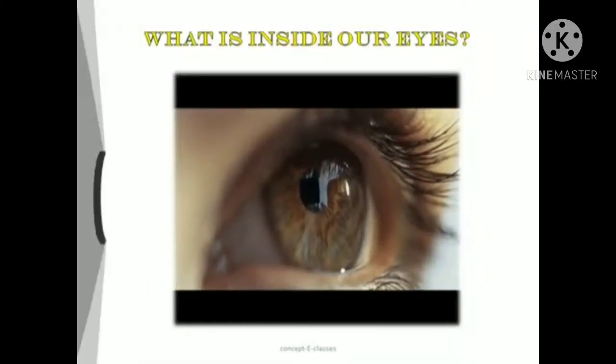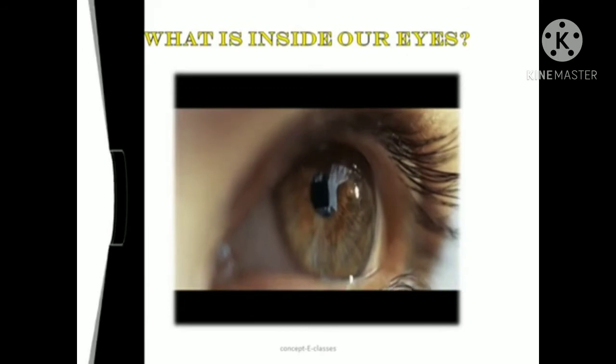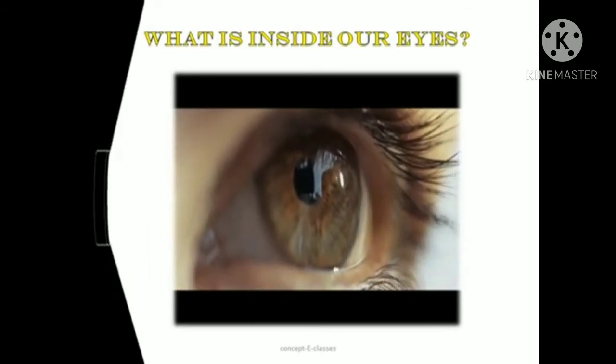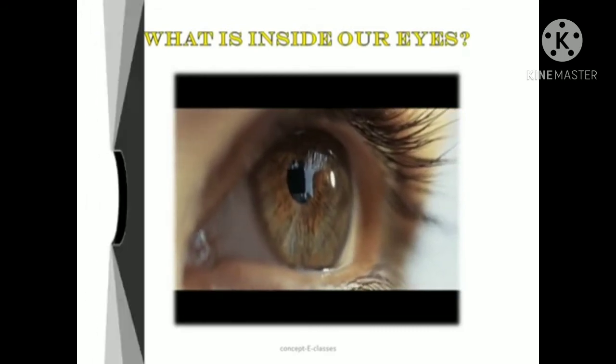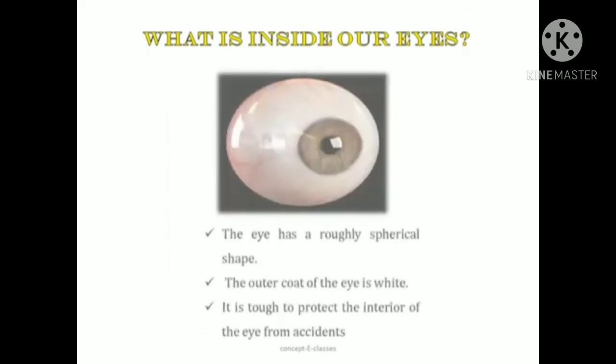Now we will discuss a very important topic in this chapter. What is inside our eyes? We see things only when light coming from them enters our eyes. The eye is one of our most important sense organs, so here we will study and understand its structure and working.